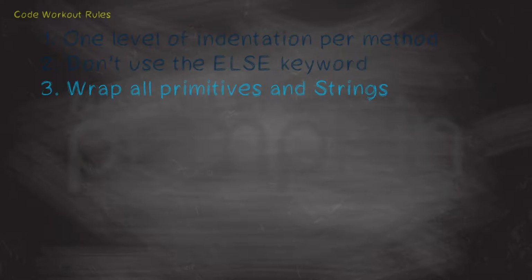The third rule is wrap all primitives and strings. Now I find this is one that gets a little over-prescribed. My interpretation is probably slightly different from others, in that I don't feel it's necessary to wrap primitives and strings just for the sake of it, only where the true intent is improved by doing so.